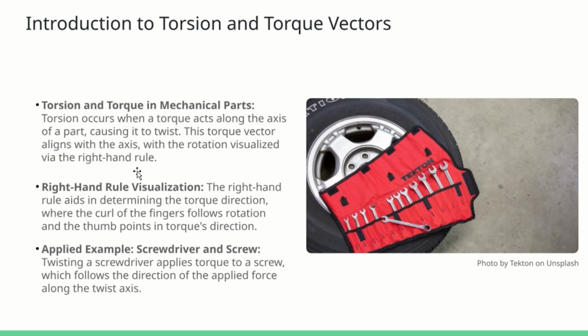Apply it, for example, to a screwdriver and a screw. Twisting a screwdriver applies torque to a screw, which follows the direction of the applied force along the twist axis. So when you twist the screwdriver, it follows the right hand rule, so you can tighten it or you can untighten it. It always follows the right hand rule, to become the standard for most things.